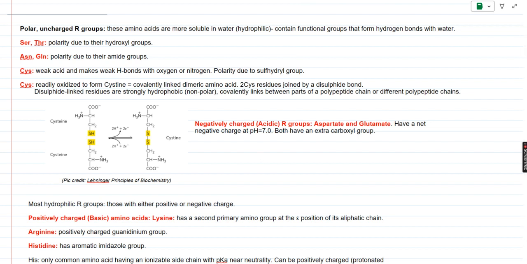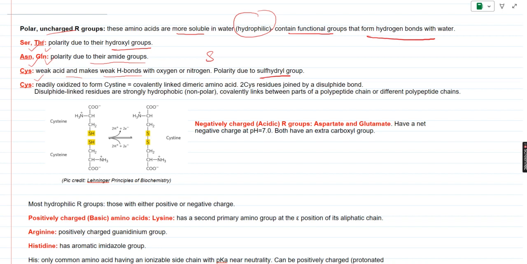Okay, now moving on to polar uncharged R groups. These amino acids are more soluble in water because they are more hydrophilic, and they contain functional groups that form hydrogen bonds with water because the R group is polar, though uncharged. So you have serine and threonine, with polarity due to their hydroxyl groups, asparagine and glutamine, with polarity due to their amide groups, and cysteine, which is actually a weak acid and makes weak hydrogen bonds with oxygen or nitrogen. Why? Mainly because of the sulfur group, and it has polarity due to the sulfhydryl group.